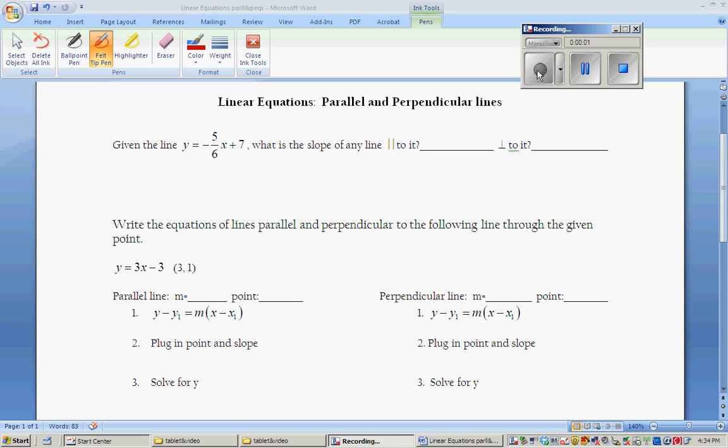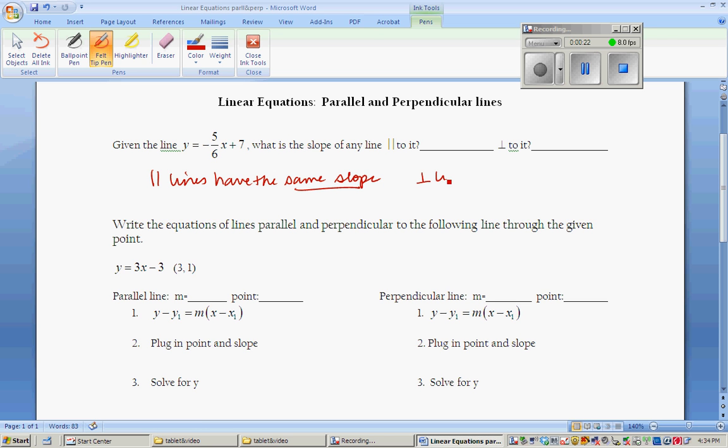What happens when you're asked to write the equation of a line that's parallel to another or perpendicular to another? Well, first of all, you will not be given the slope. They expect you to know that parallel lines have the same slope. That's because you want to grow at the same rate and never intersect. Perpendicular lines, on the other hand, have a negative reciprocal slope.